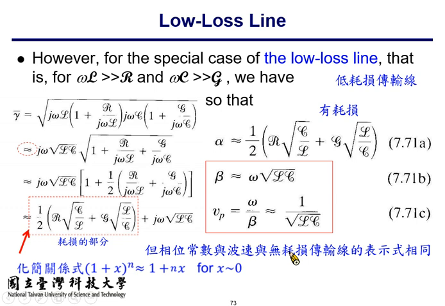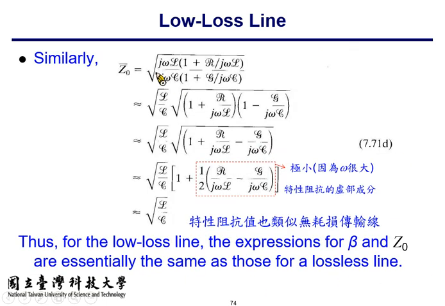So which means for a low loss transmission line, except for the attenuation constant, the other parameters are about the same as the lossless transmission line. So here we have the velocity of propagation and the phase constant the same as the lossless transmission line.